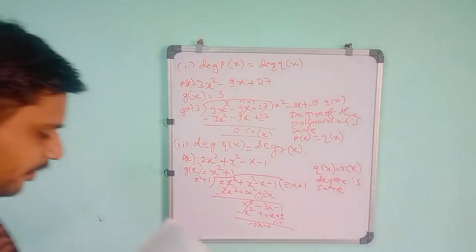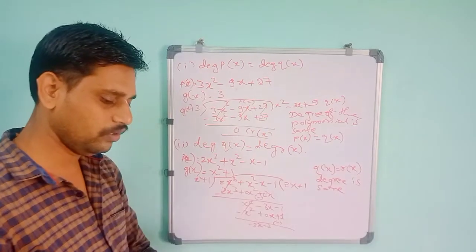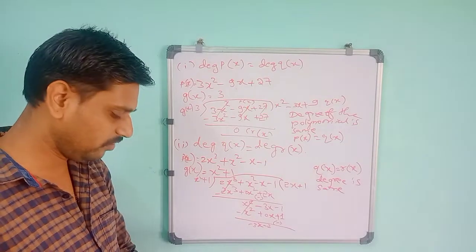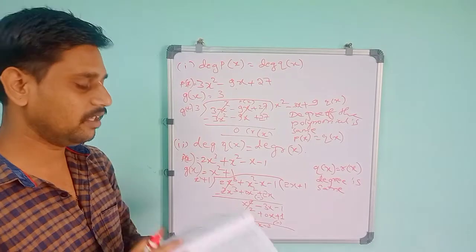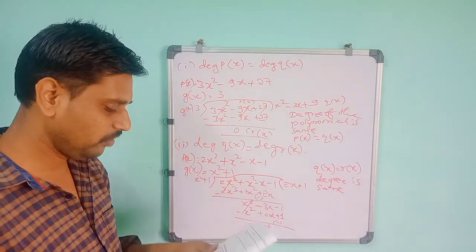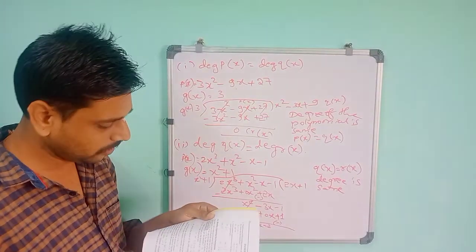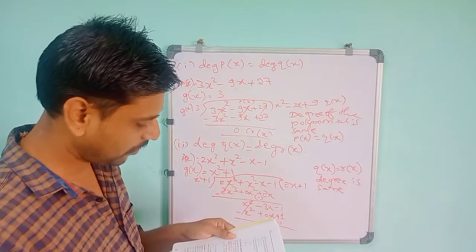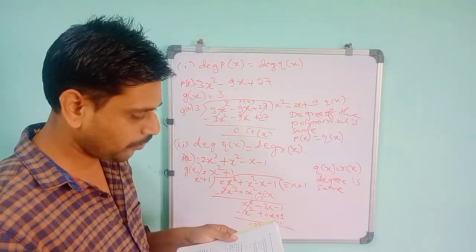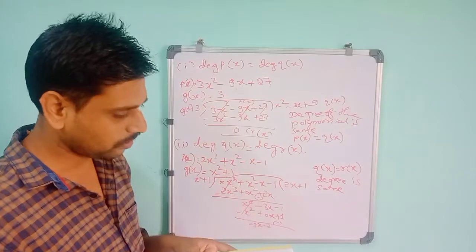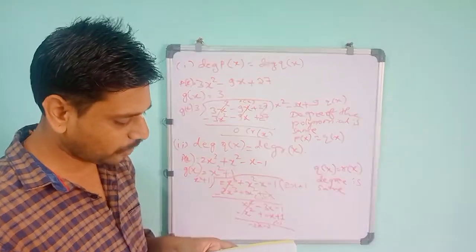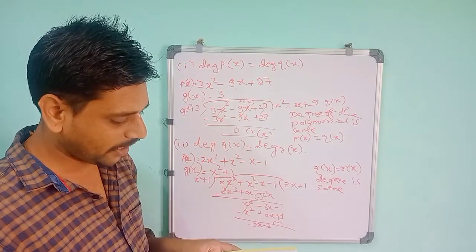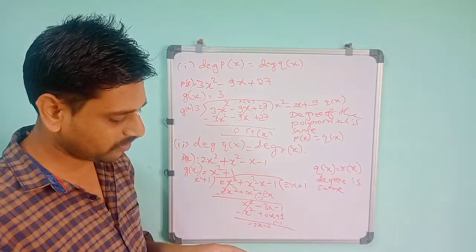Then the last one, they have given that the degree of r of x is equal to 0. So the degree of r of x equal to 0 means it should leave a remainder that is not 0, like 3, 4, 5, like that. If you check your textbook, it is given in example 6 after the 2.2 exercise. The problem is like that: 2x square plus 3x plus 1 divided by x plus 2.